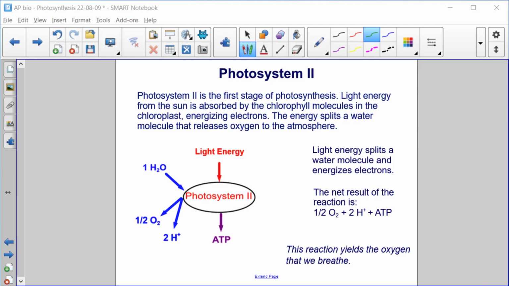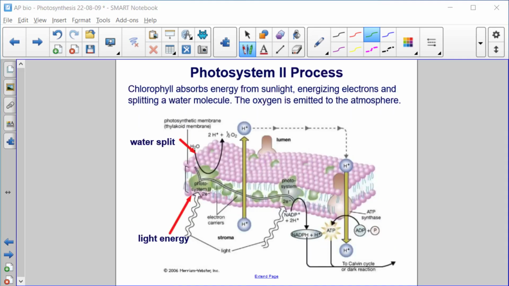The net result of the reaction is 1/2 O2 plus 2H plus ATP. This reaction yields the oxygen that we breathe. So let's take a look here. This is photosystem 2 right here. The chlorophyll is absorbing energy from sunlight, energizing electrons, and splitting a water molecule. So here comes our water molecule right here, and we're splitting it into 2H plus and 1/2 O2. The oxygen is emitted to the atmosphere.